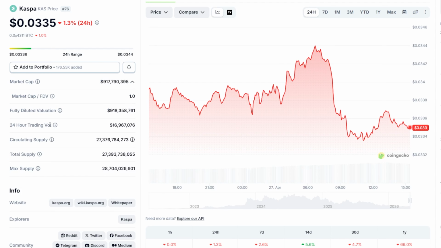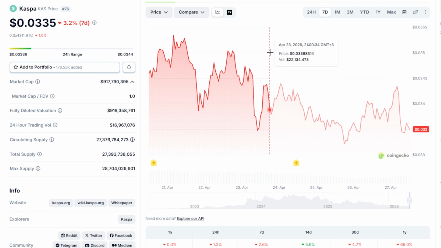Key signals to watch. Volume increase on breakout, price holding outside the range. Acceleration after the move begins. Without these, any breakout may be false.